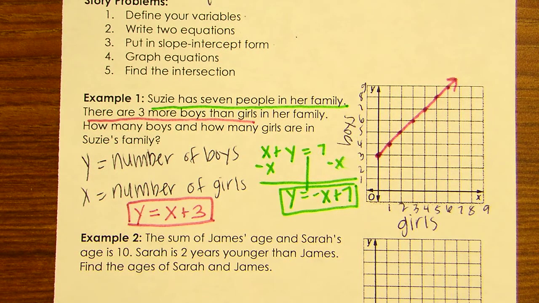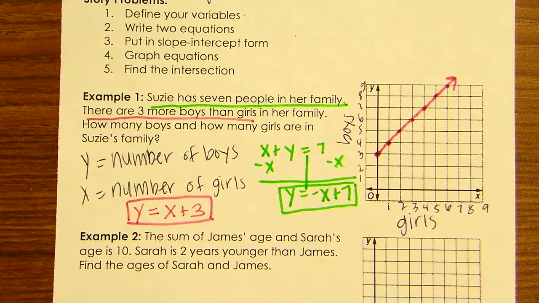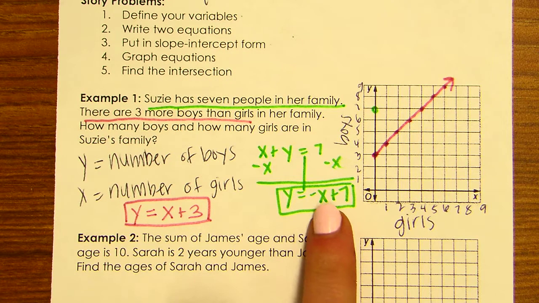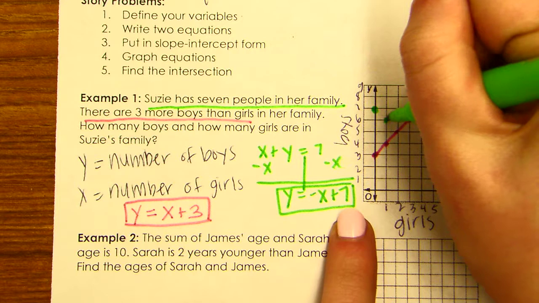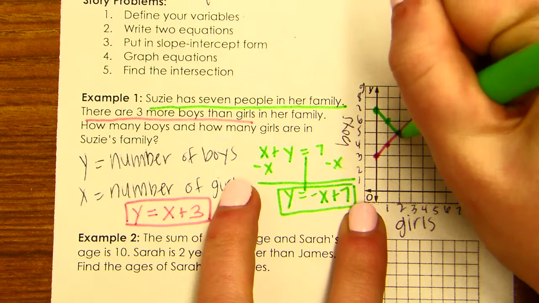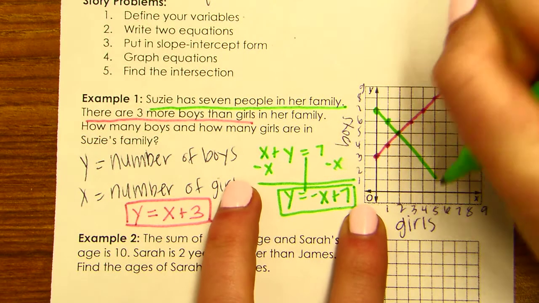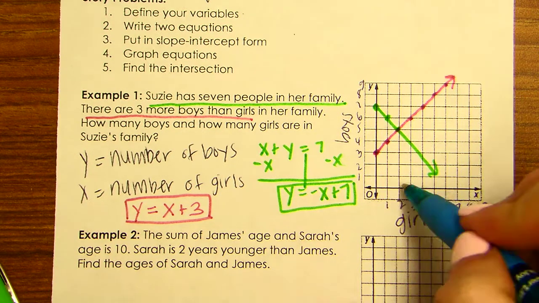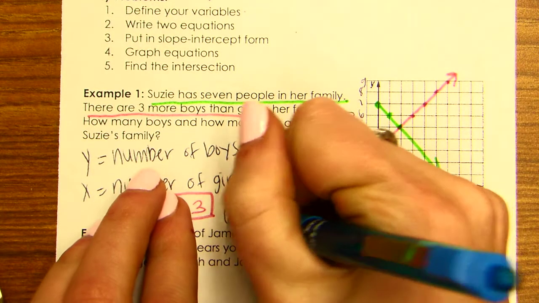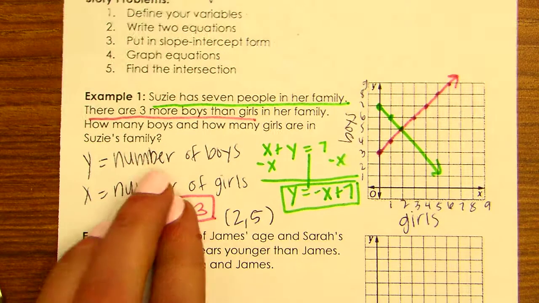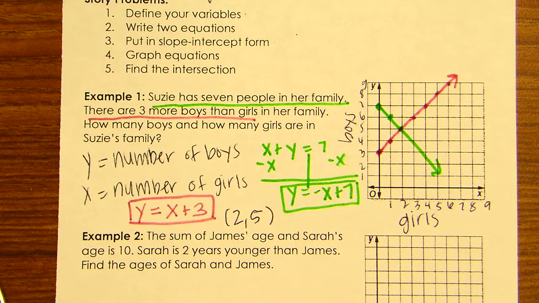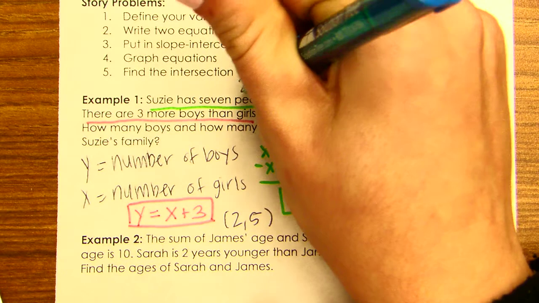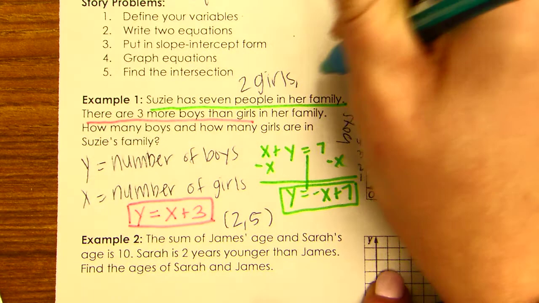My other line, this one up here, I have a y-intercept of 7. My slope is negative 1 because there's an invisible negative 1 in front of the x, and then I go down 1 to the right 1, down 1 to the right 1. And again, where the two lines cross is my solution. So these two lines cross at 2, 5. So that means I have 2 girls and 5 boys in the family. So I'm going to write that up here because I'm out of space. 2 girls and 5 boys.